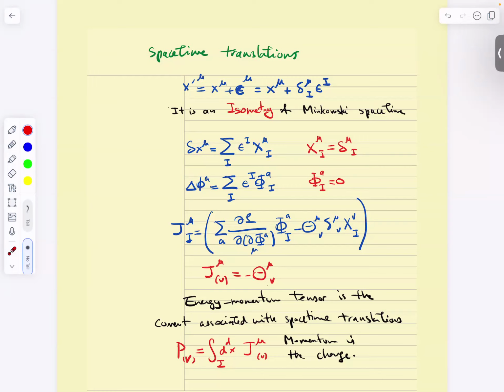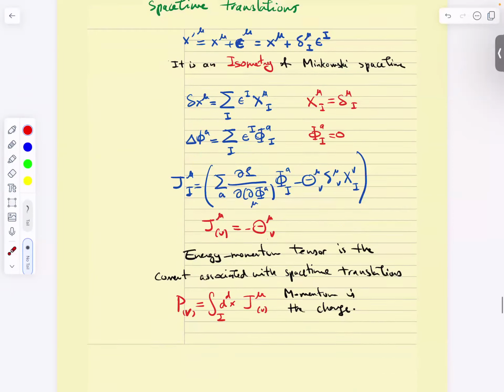I'll tell you in a second where relativity sneaks in, because these translations exist in non-relativistic theories as well. I don't need Lorentz symmetry to define stress. And it's conserved. It's a conserved charge.